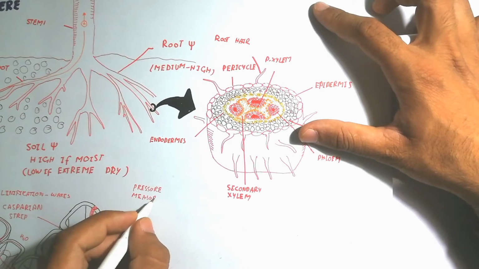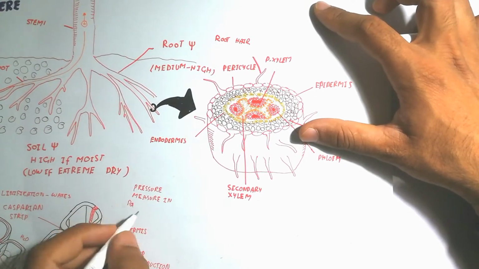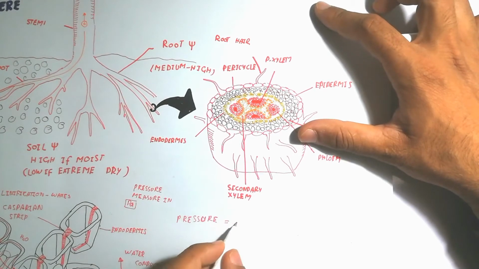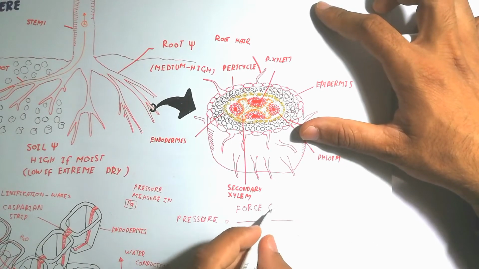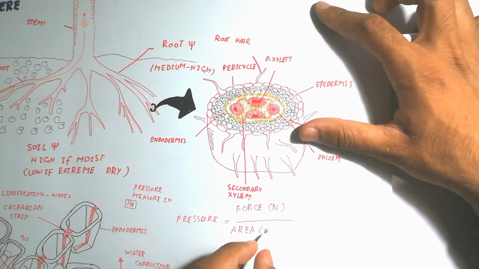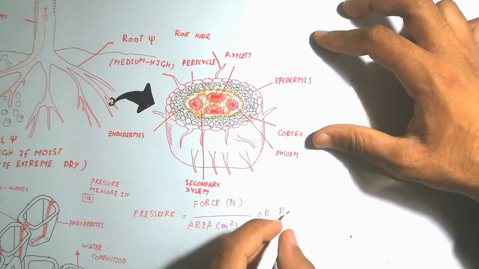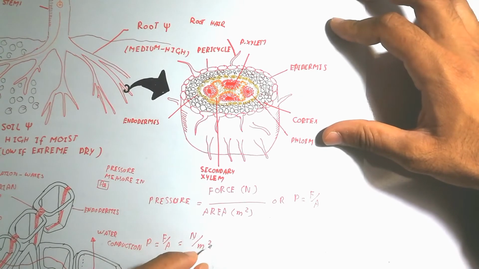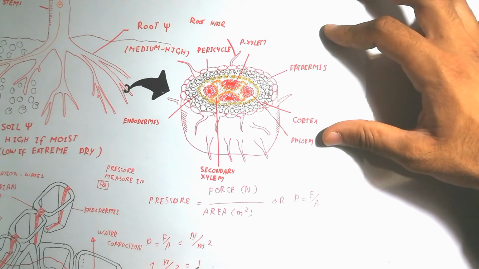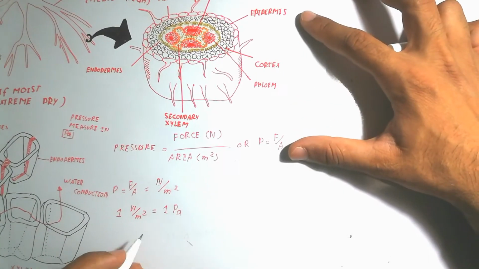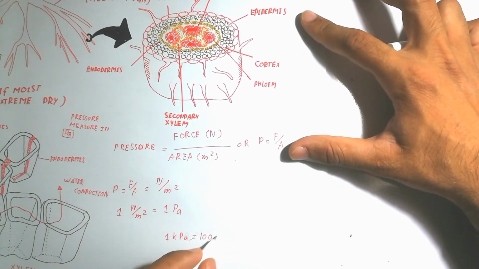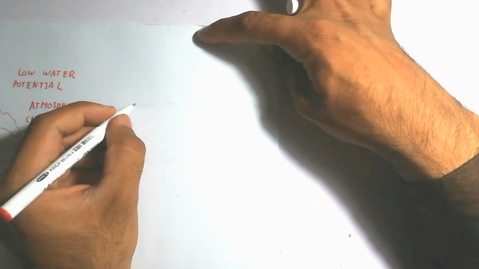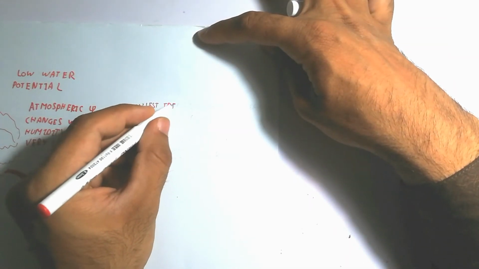So here pressure will be created, measured in Pascal. The pressure of the water is measured in Pascal, and pressure is equal to force over area, P equals F over A, which is Newton per meter square. 1 Newton per meter square is equal to 1 Pascal, and 1000 Pascal is equal to 1 kilopascal.